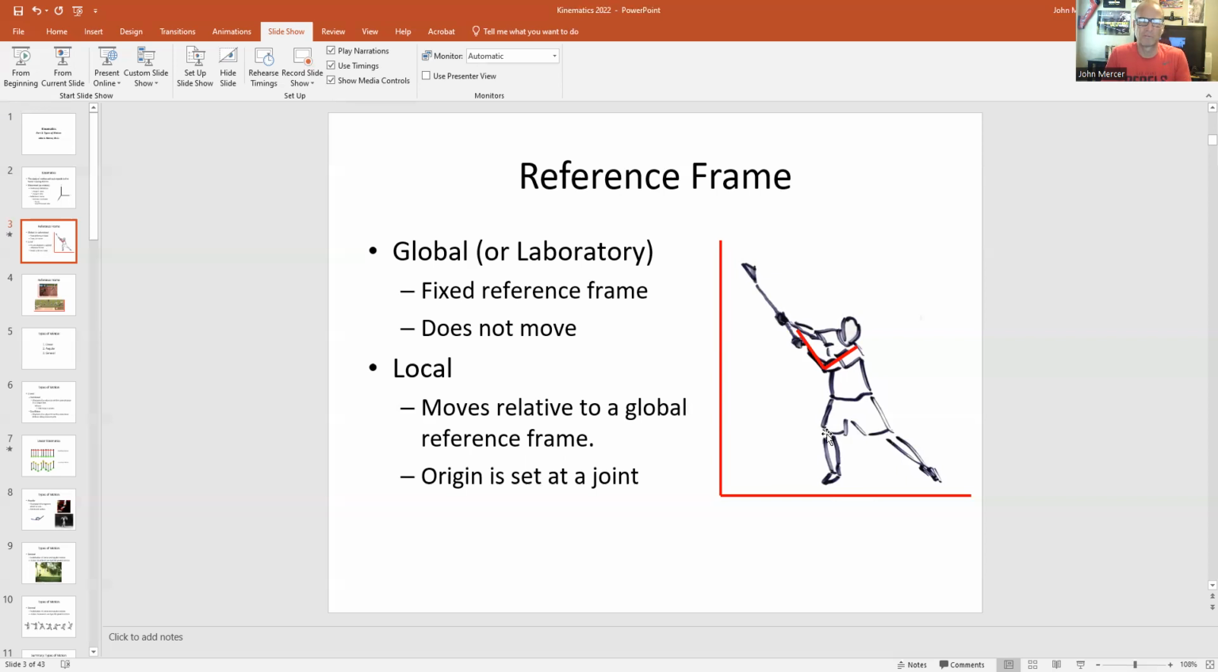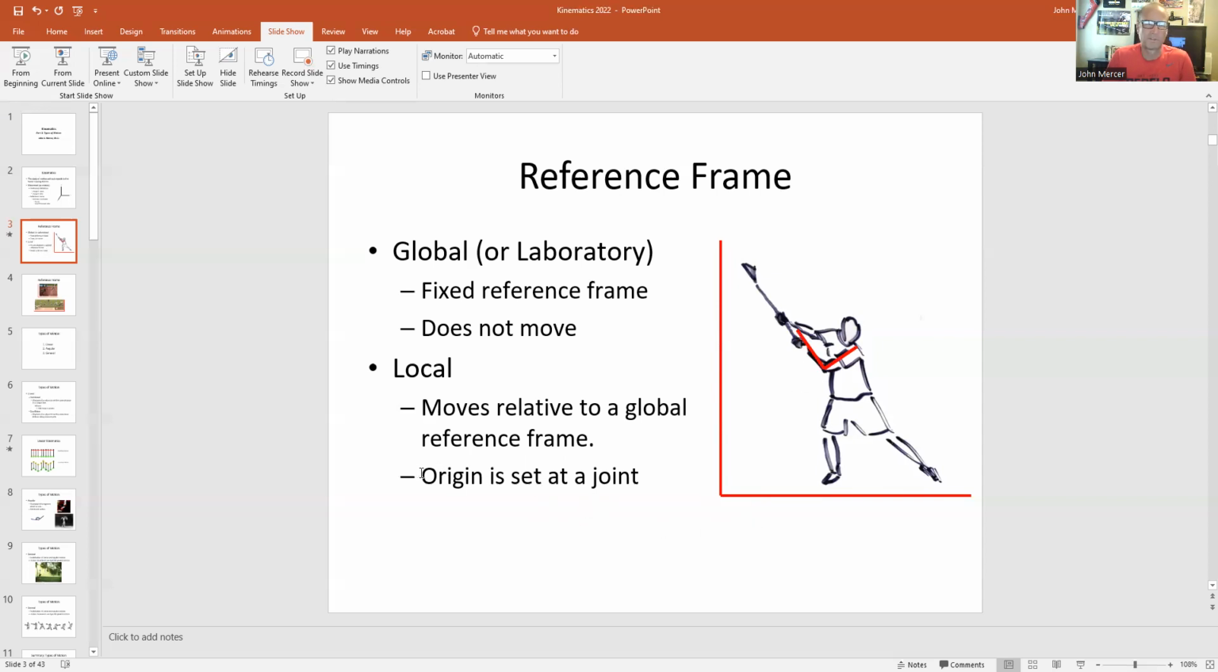We could put in a local reference frame at the knee joint, at the hip joint, wherever joints exist, we can put a local reference frame. There's different locations that we can put that origin, and it's going to give us different pieces of information. So a local reference frame is local to a particular set of segments, in this case, the forearm and the upper arm. The laboratory reference frame does not move. The local frame does move.